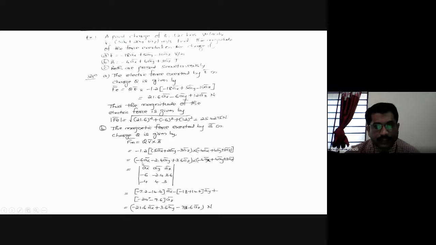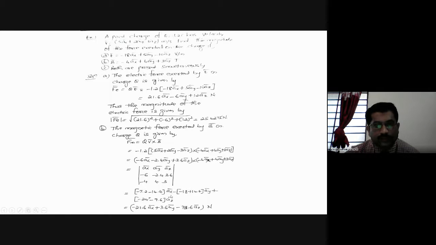Then write the coefficients of x, y, and z for the first vector. It is minus 6, minus 2.4, 3.6. Then write the coefficients of x, y, and z, ax, ay, and az coefficients for the second vector. It is minus 4, that is ax coefficient, plus 4 ay coefficient, then plus 3 az coefficient. Write it in the determinant form and solve it. You will get the equation for the magnetic force Fm bar. It's a vector Fm bar.